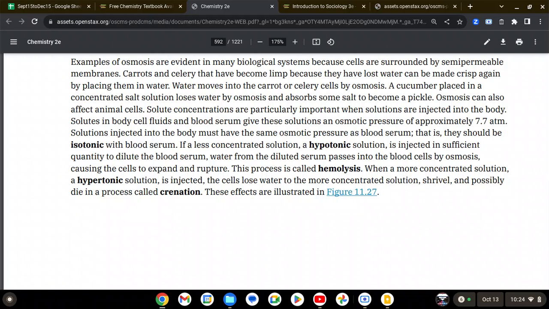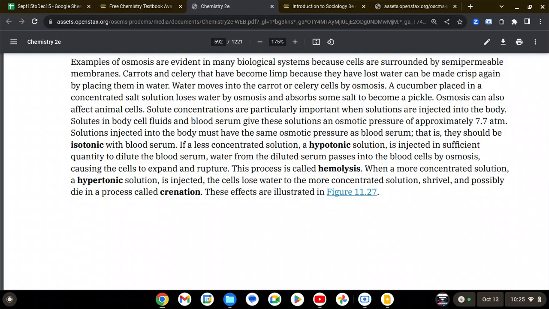Solute concentrations are particularly important when solutions are injected into the body. Solutes in body cell fluids and blood serum give these solutions an osmotic pressure of approximately 7.7 atmospheres. Solutions injected into the body must have the same osmotic pressure as blood serum. That is, they should be isotonic with blood serum. If a less concentrated solution, a hypotonic solution, is injected in sufficient quantity to dilute the blood serum, water from the diluted serum passes into the body or into the blood cells by osmosis, causing the cells to expand and rupture. This process is called hemolysis.